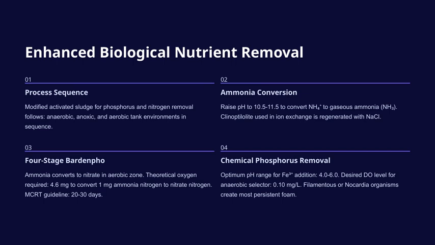Finally, in chemical phosphorus removal, the optimal pH range for adding ferric ions, Fe3+, is between 4 and 6. Maintaining a low dissolved oxygen level, around 0.1 milligrams per liter, in the anaerobic selector is essential for phosphorus release. Be aware that filamentous bacteria, including Nocardia, can lead to persistent foaming issues, which we need to manage carefully to keep the process running smoothly. Together, these steps form a comprehensive approach to effectively remove nutrients biologically and chemically, supporting overall wastewater treatment goals.